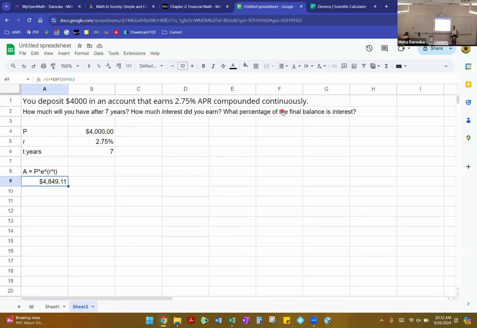All right, so let's answer these questions. We know after 7 years we will have $4,849.11. How much interest did we earn? How do we calculate the interest? Because this is the total amount, right? The future value is the total amount. So how do we find out just how much interest we earned over those 7 years?